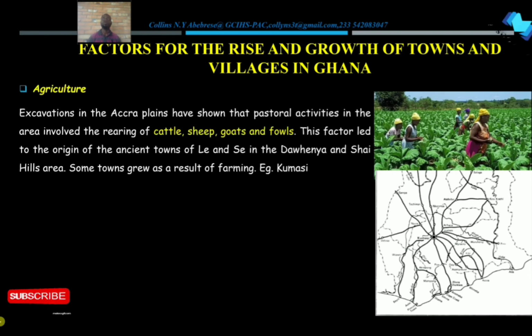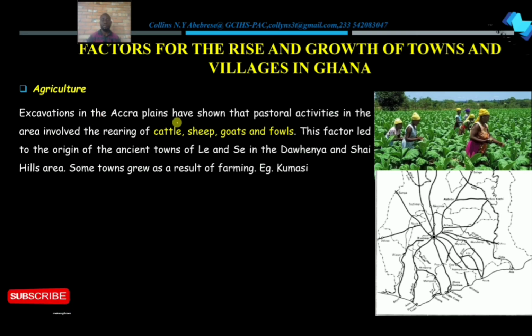Now, again, agriculture also played a very important role in the rise and growth of towns and villages in Ghana. Because agriculture is the backbone of every economy, I can't see a society surviving without agriculture. You understand? And so wherever people found an area fertile for land, or good for the rearing of animals, they tend to settle there and grow. And this even attracts people to come in there to settle in these areas.